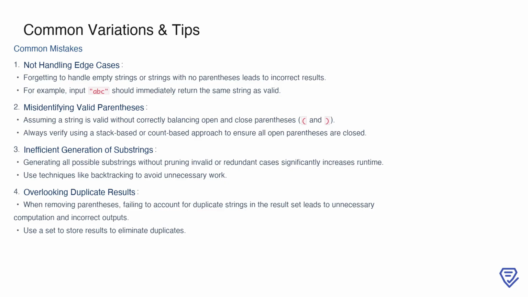Inefficiency is another common pitfall. Generating all possible substrings without eliminating invalid or redundant options can drastically increase runtime. Techniques like backtracking help prune unnecessary cases. Finally, overlooking duplicate results can waste computation time and produce incorrect outputs. Using a set to store results ensures you're only working with unique strings.